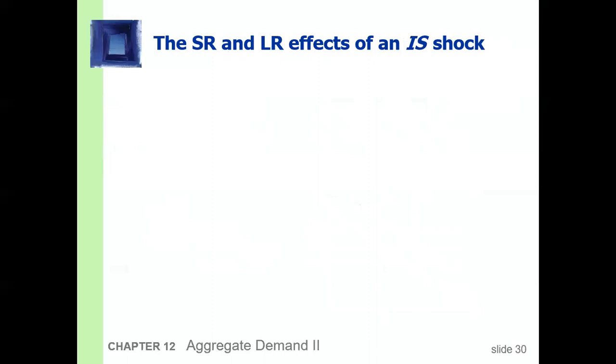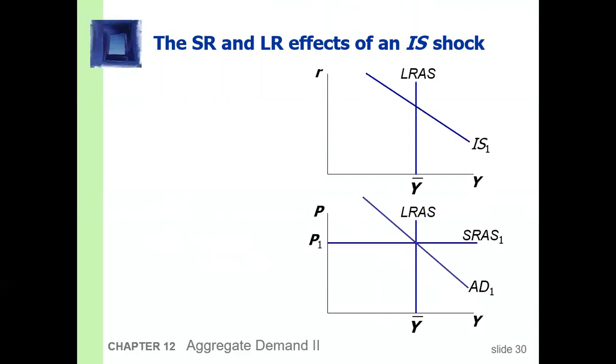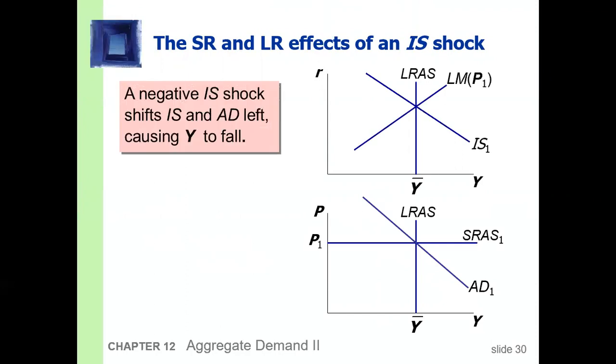Now the short-run and long-run effects of an IS shock. You can see here that in the long run Y is fixed, right? So we have the IS curve in the upper graph and the aggregate demand curve in the other one, and we have the long-run aggregate supply, the short-run aggregate supply curve, and the LM curve. A negative IS shock will shift the IS and also the aggregate demand curves to the left. Then what will happen? Output Y will fall, as you can see.